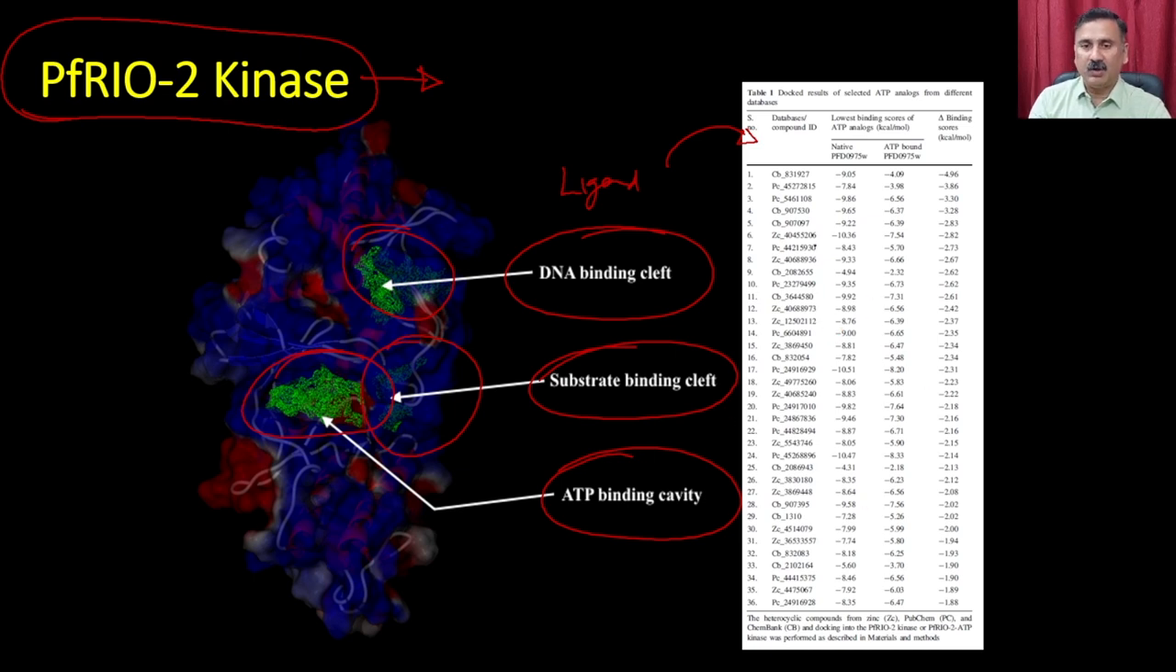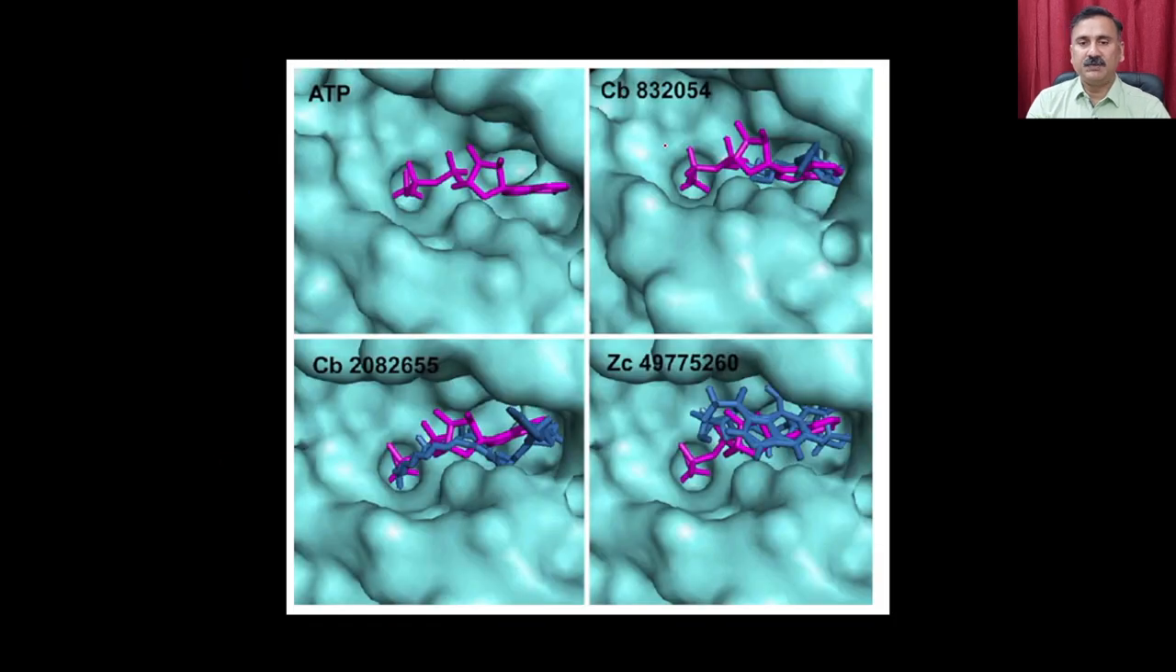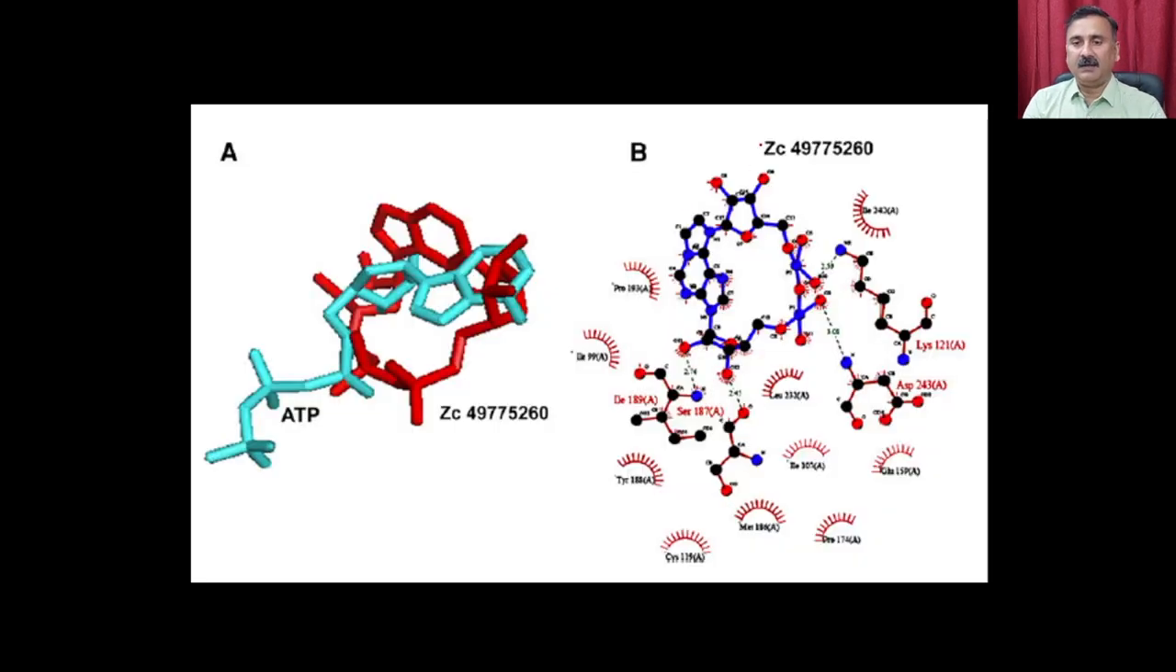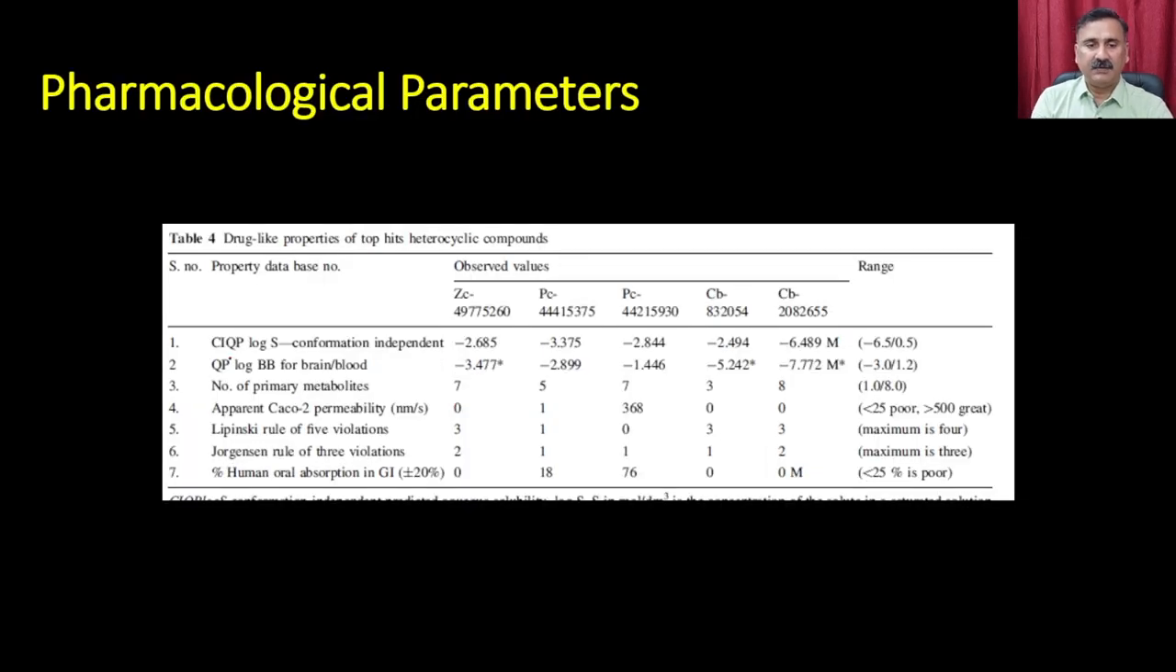We docked all these molecules to ensure that they bind into the ATP binding pocket. Then we selected some of these molecules, like this molecule and this molecule, and you can see that they fit very nicely into the active site. This means they are potential molecules, right? And this is the best molecule we identified from the database. We studied the drug-like properties of this molecule, and found that it follows the Lipinski rules and the other parameters.